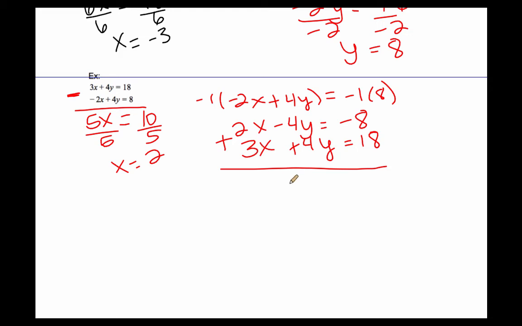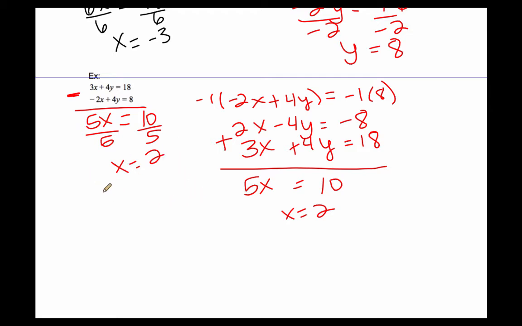So what does it look like here? It's going to be the same thing. 5x equals 10. Okay, so x equals 2. So you can choose to do it either way. If the coefficients are the same sign, you can multiply the bottom by negative, the entire thing, don't forget the 8, and then add, or you can just know that you're subtracting, okay?